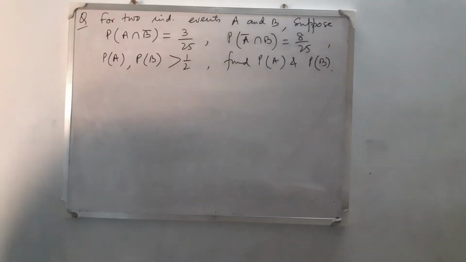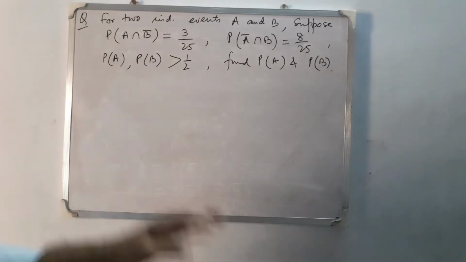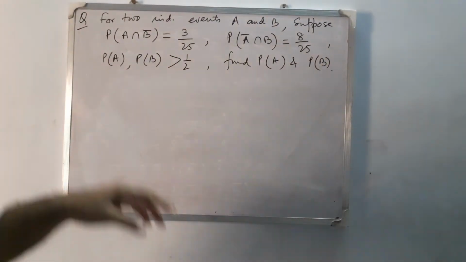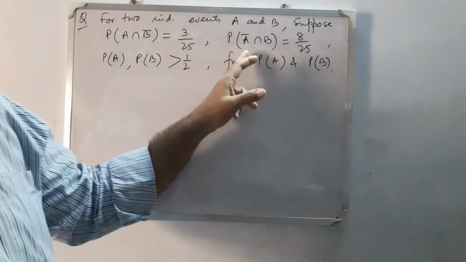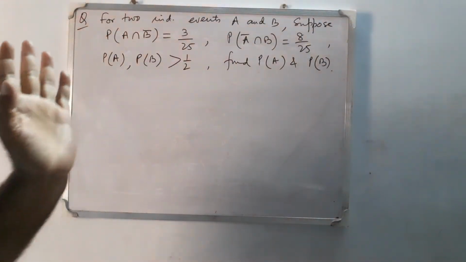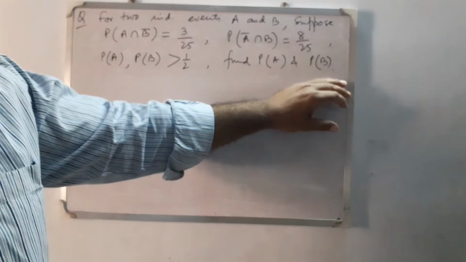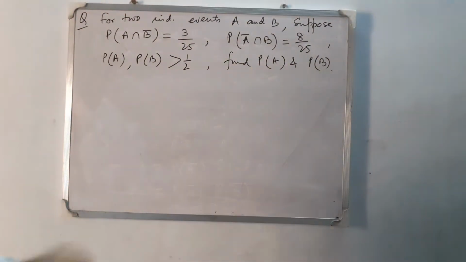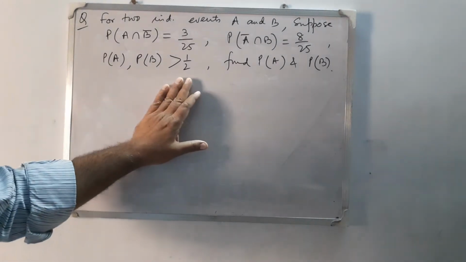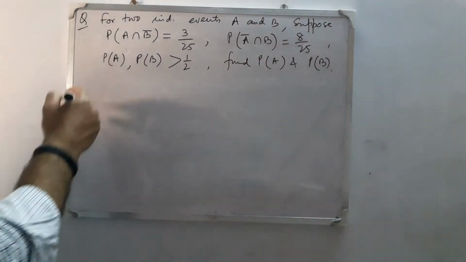Say A and B are two independent events, and for these two independent events we have P(A ∩ B̄) = 3/25 and P(Ā ∩ B) = 8/25. You have to find the value of P(A) and P(B), but there is a restriction over P(A) and P(B). You have to accept that value which is more than half. Now let us start the problem.